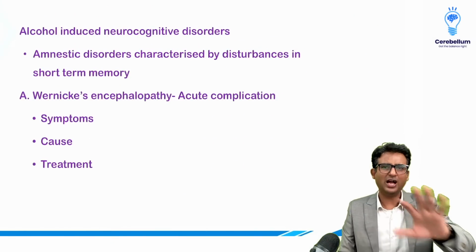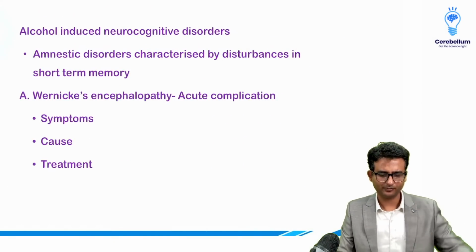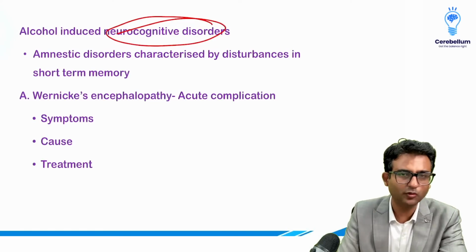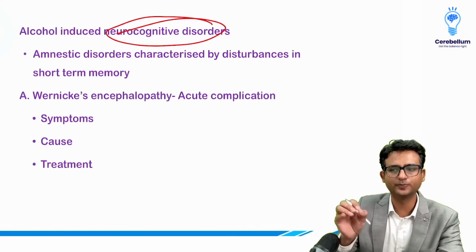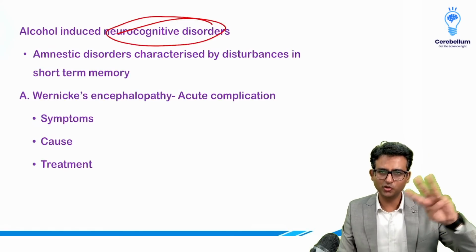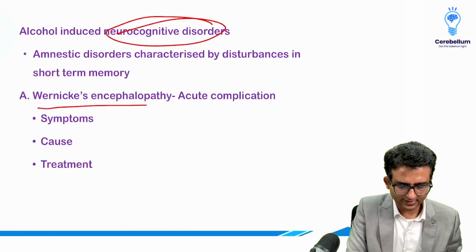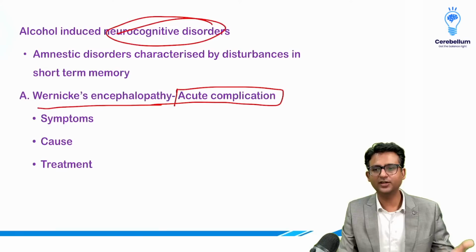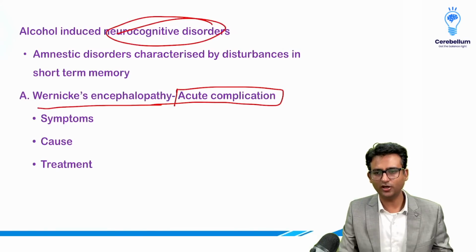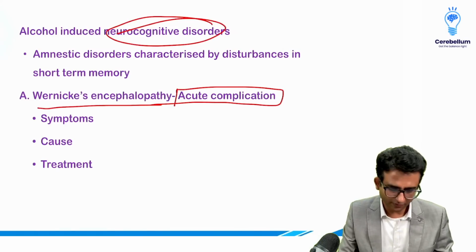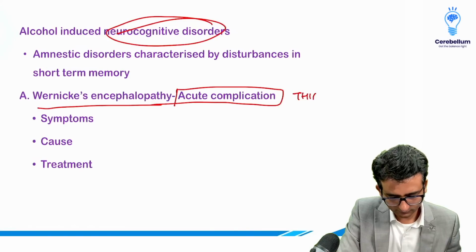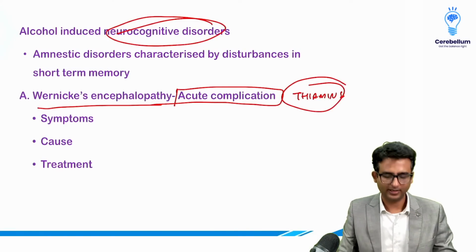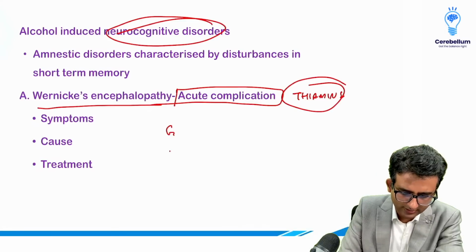Alright. If you have been using alcohol for years, you will have certain neuropsychiatric disorders called Wernicke-Korsakoff syndrome. Wernicke-Korsakoff syndrome has 2 parts. The first is Wernicke's encephalopathy, which is the acute complication. What is the cause? Deficiency of vitamin B1, deficiency of thiamine. And how do we remember the symptoms? GOA.